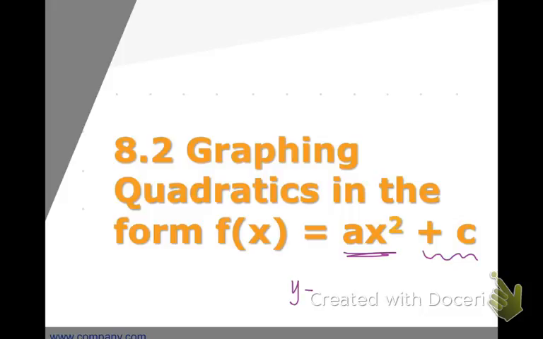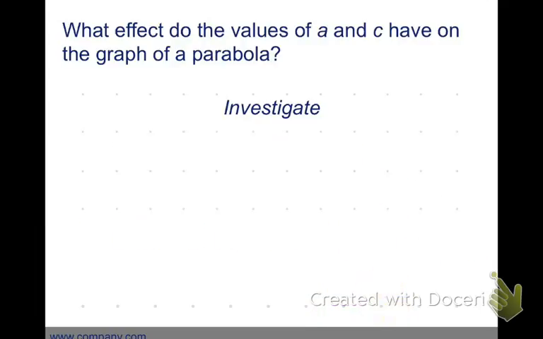So an example would be something like y equals 2x squared plus 3, or y equals negative 4x squared minus 1. Each of these now has a c value at the end. We're going to look at what happens when we have that.